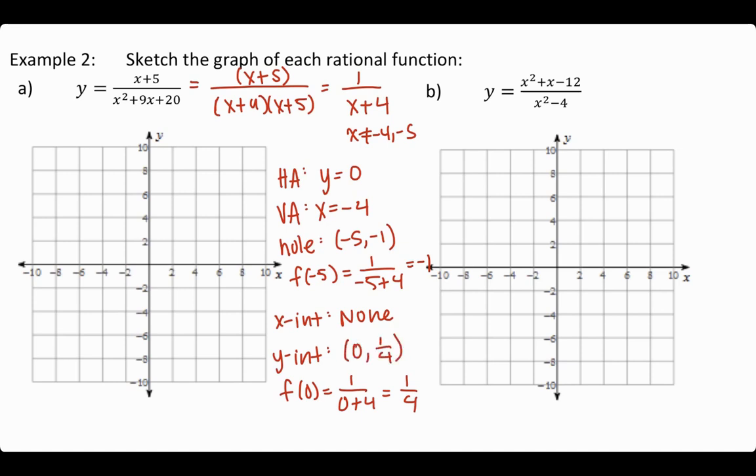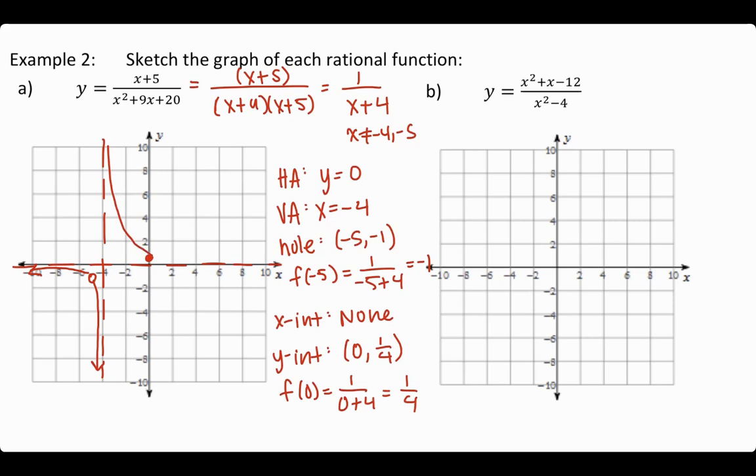I'm going to go ahead and put everything on my graph. We've got a fourth is about right there. No x-intercept. Hole is at negative 5, negative 1. Pay attention that on here it's counting by twos. So when you put that on the graph, it's counting by twos. Vertical asymptote, x equals negative 4. Horizontal asymptote is y equals 0. So your graph will typically always follow the asymptotes. So it's going to follow the asymptote here, follow the asymptote here.